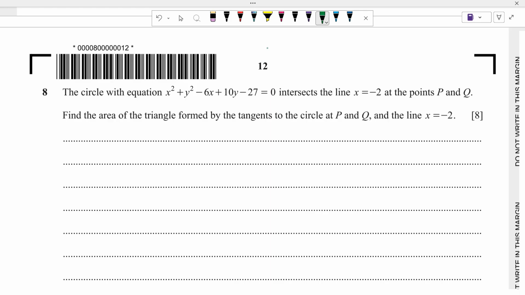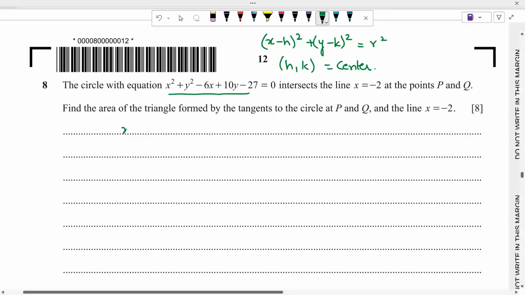We know that the general equation of the circle is (x minus h) whole squared plus (y minus k) whole squared is equal to r squared. In this case, h and k are the center. So first we find the center of the circle using the given circle equation. Use the complete square method.